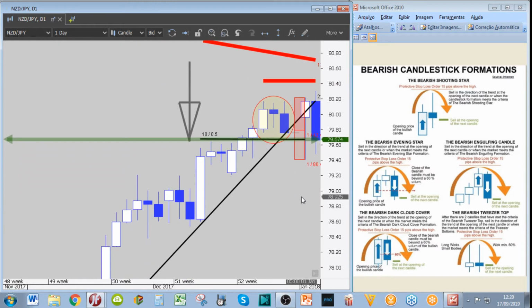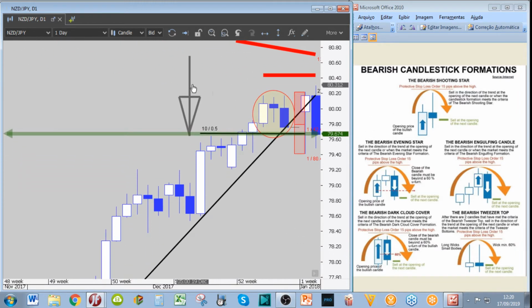Okay? So the lesson for today, what you need to learn is that not all candlestick formations are relevant. You cannot just plainly sell or buy, or as Eddington says, go short or go long, because you see a candlestick formation. It needs to appear on the right place, in the right area. Okay, so short the market in here.